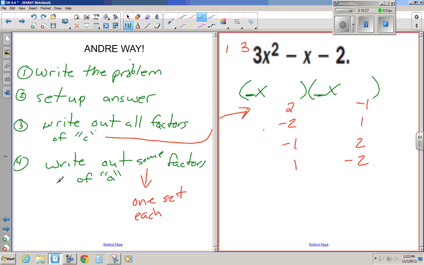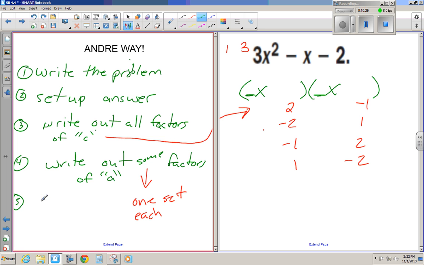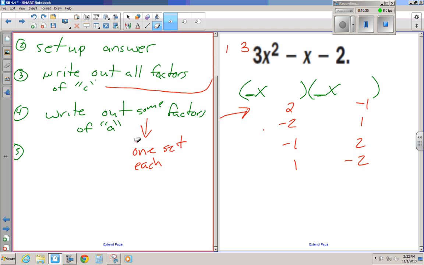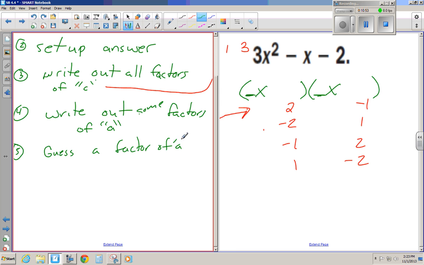So let's go back here. Step 5 is to write out some factors of A. Step 5 would be guess a factor of A and plug in. Step 6 will be to do the OI of FOIL. You need to do the OI of FOIL to work this out.